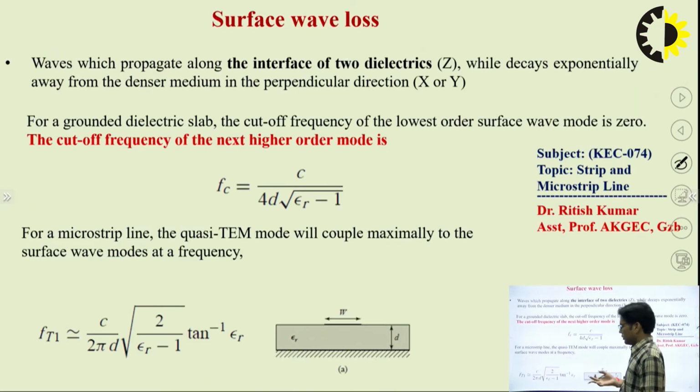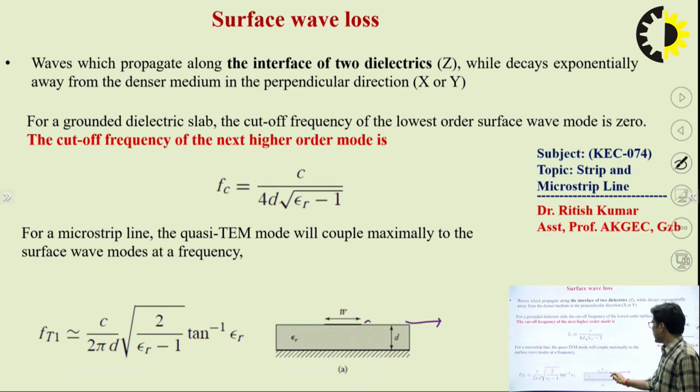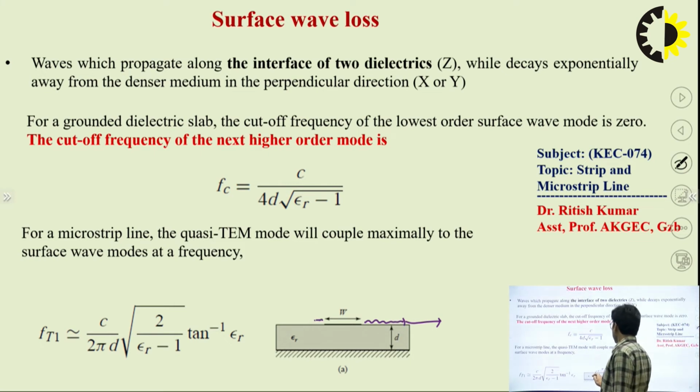Surface wave loss. As you know, there are three kinds of losses: ohmic losses, dielectric losses, and surface wave loss. So as we discussed in the first or second slide, surface waves always occur at the interface of two dielectric media. Here in the microstrip line, there are two dielectric media, and this is the interface. So surface waves always lie at this surface.